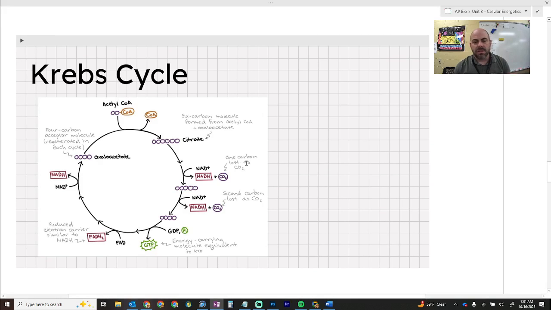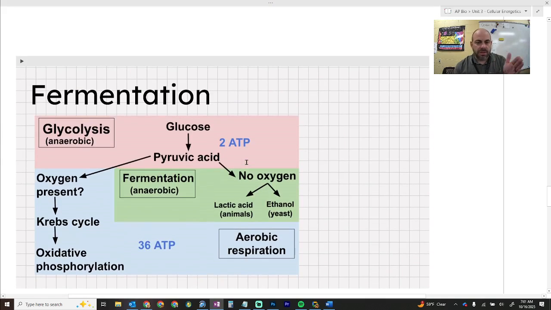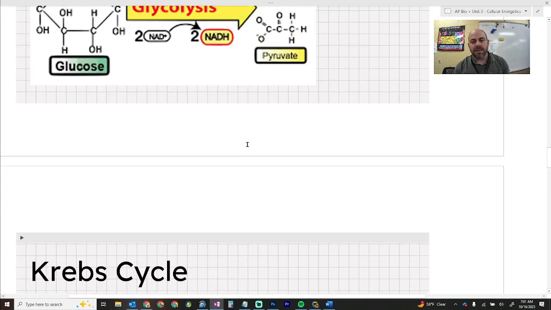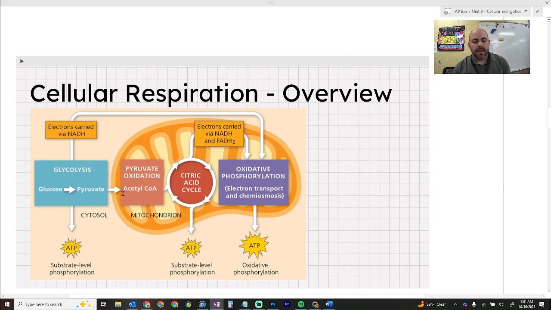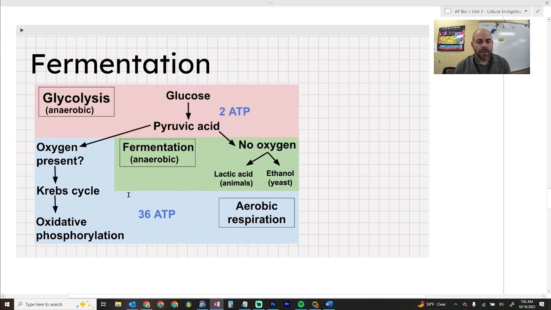After glycolysis, the cell makes a decision: is there oxygen or is there no oxygen? If there is oxygen, then the Krebs cycle is going to happen, and the ETC is going to happen, which is over here. If there's no oxygen in the cell, then fermentation is going to happen. The purpose of fermentation is to free up electron carriers so that glycolysis can continue.